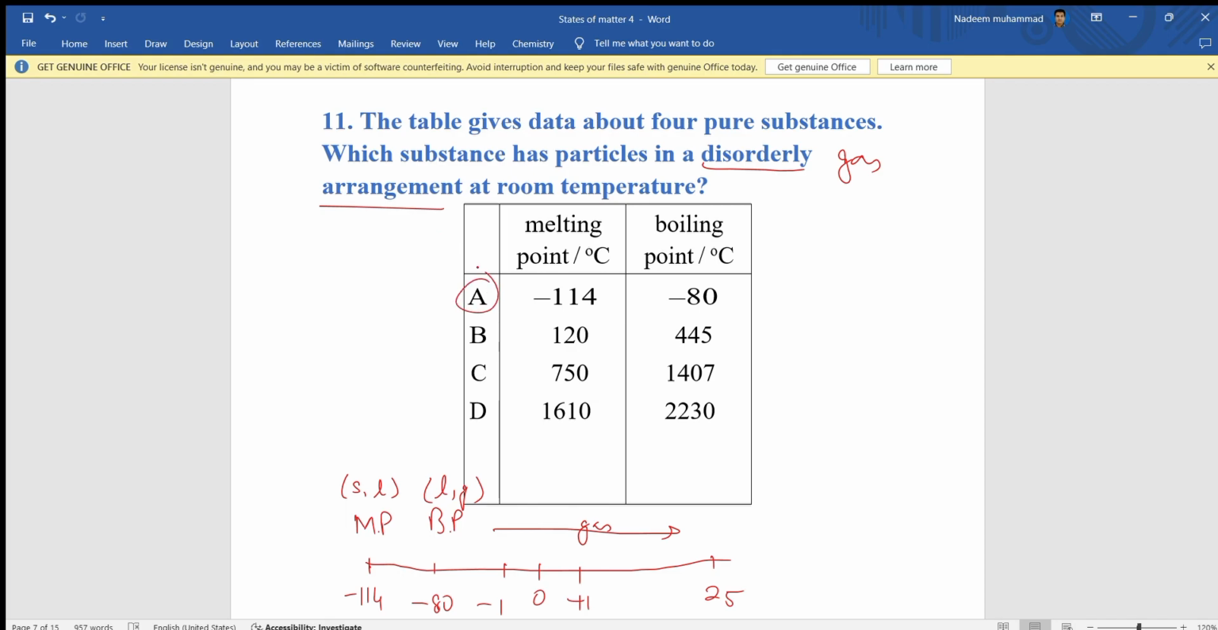While for B, C, D, you can see the values are positive and they are far away from 25 degrees Celsius.